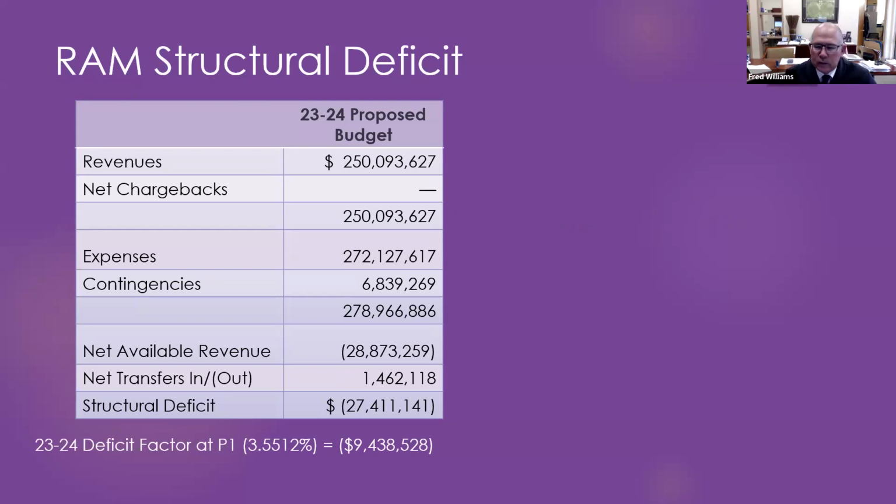We've got expenses of $270 million. And that includes additional, and you can see, $6.8 million in contingencies. So we get down to the bottom line, we're about $27.4 million in terms of what we were reporting as the structural deficit. When we talk about the deficit factor at P1, it was 3.55%, which equates to $9.4 million for us. We do think when we get the May numbers, the P2 numbers, we're going to see better, that hopefully will be better, knock on wood, and hopefully by February that number will go away.